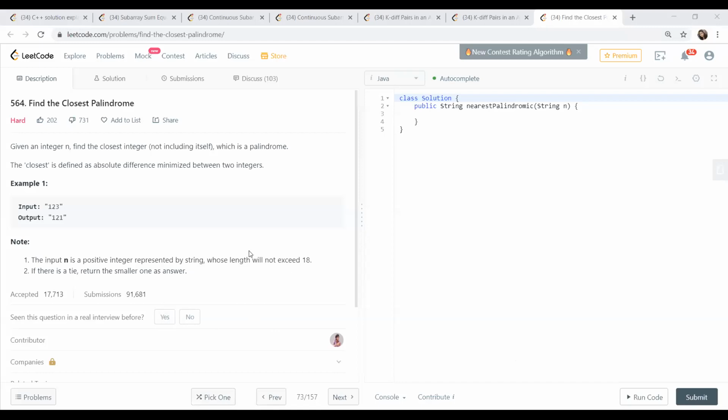Yeah. So this question, I haven't tried it myself. I just saw this. It's written like, find the closest palindrome. Given an integer n, find the closest integer, not including itself, which is a palindrome. The closest is defined as the absolute minimum difference between two integers.